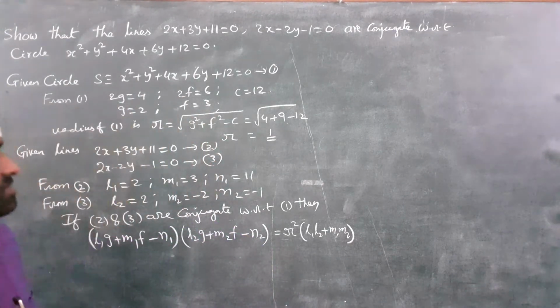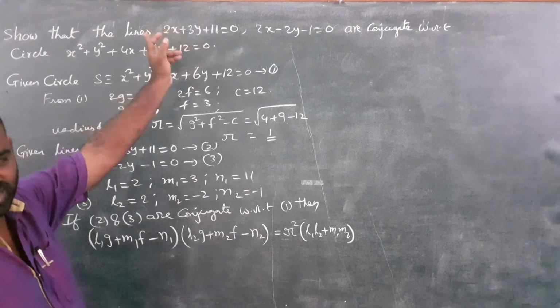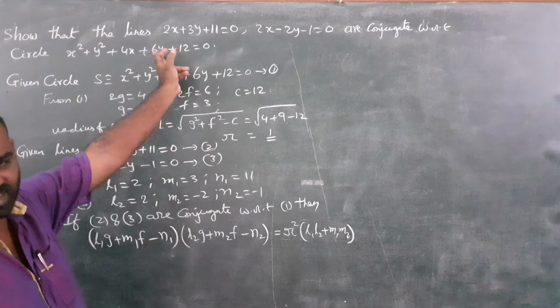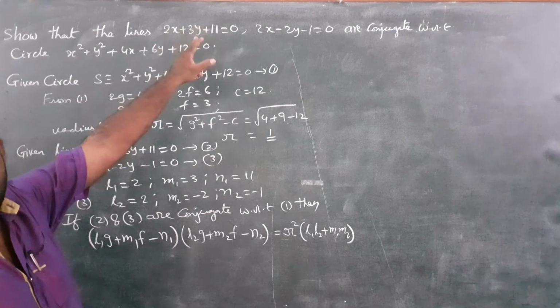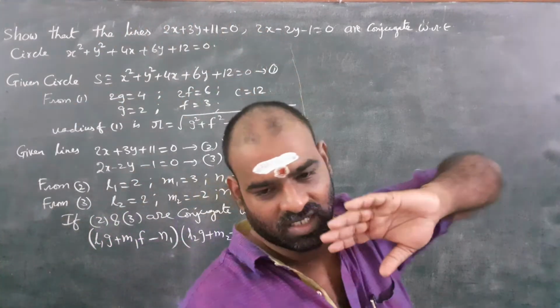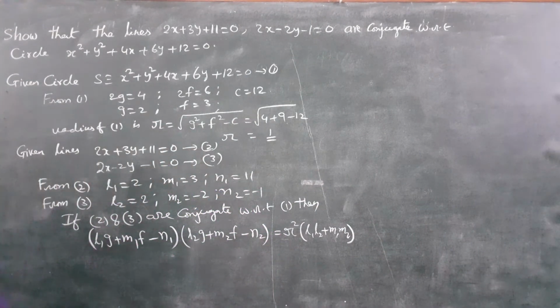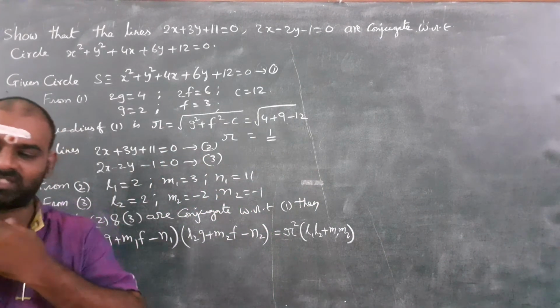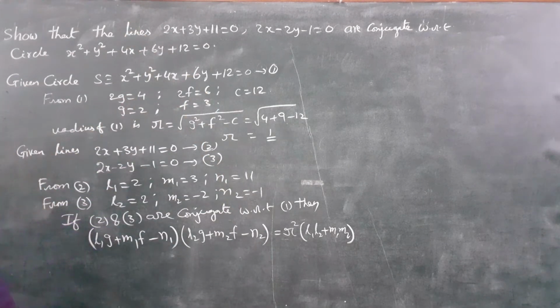That means, suppose you find the pole of the first line with respect to this circle, and you get a point P(x1, y1) as the pole. Substituting the pole in the equation of the second line, the equation will be satisfied, that means 0 = 0. Then the given two lines are said to be conjugate with respect to this circle. This is the theoretical model.